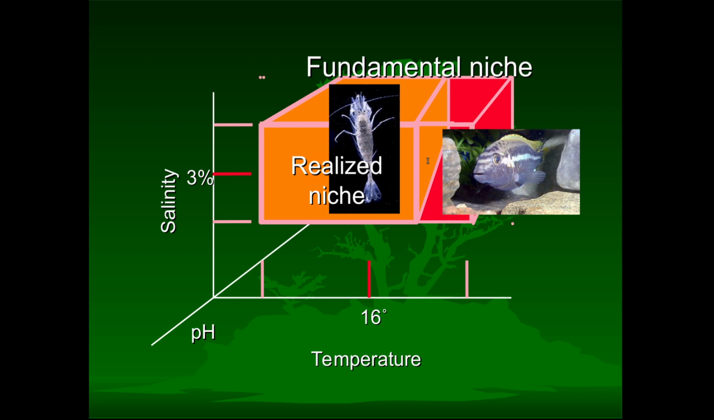So, fundamental niche is the niche it could occupy in the absence of enemies or other species. The realized niche is the niche it occupies in reality in the presence of various biotic enemies: predators, competitors, diseases, pathogens, and so on. Fundamental niche defines abiotic conditions, the realized niche, both abiotic and biotic conditions.